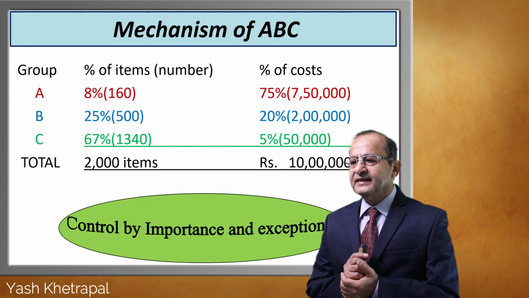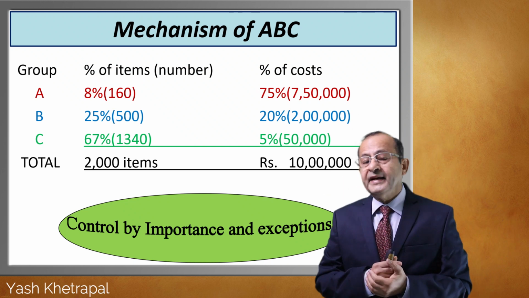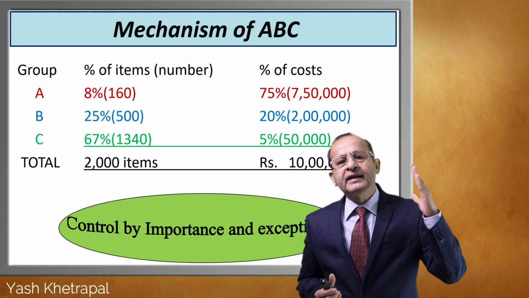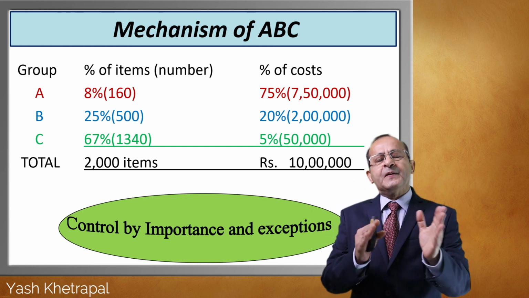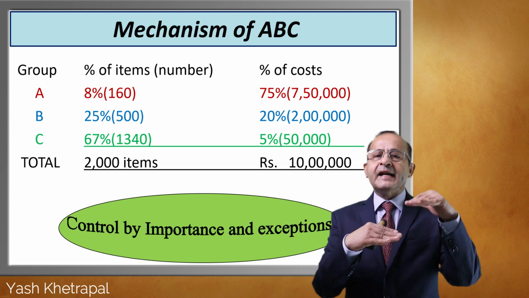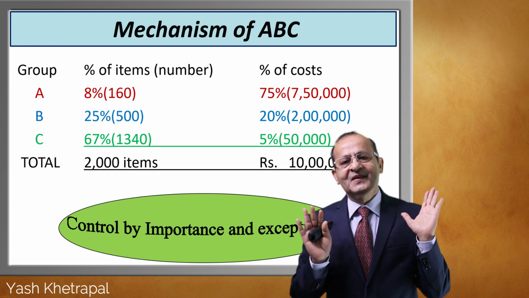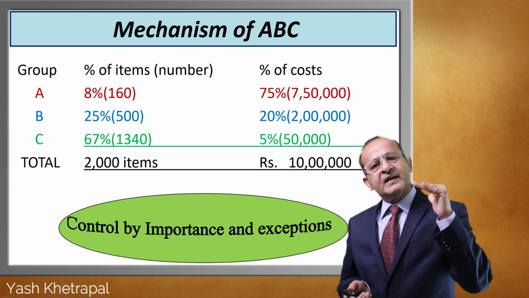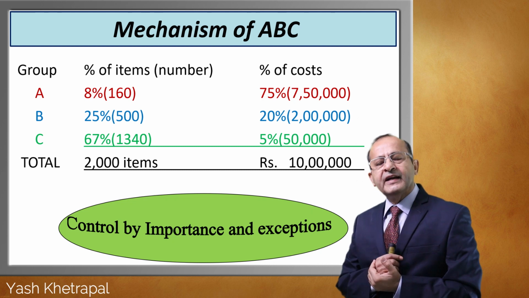Now look at this example. This is 8, 25, 67. But just now I told you 10, 20, 70. Yes, this practice will vary from company to company. There is no international standardization on this. There is no national standardization on this. You have to fix your own standards. What is good for my company? Let the management decide. Individual plant level we have to do it. Fair. This example is 8, 25, 67.